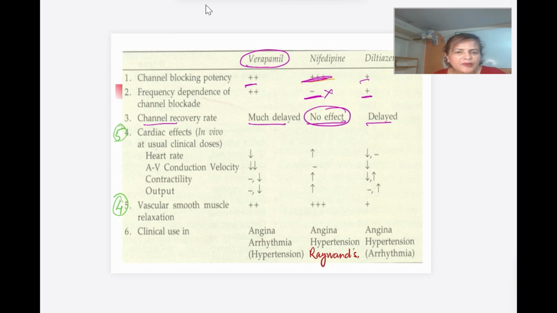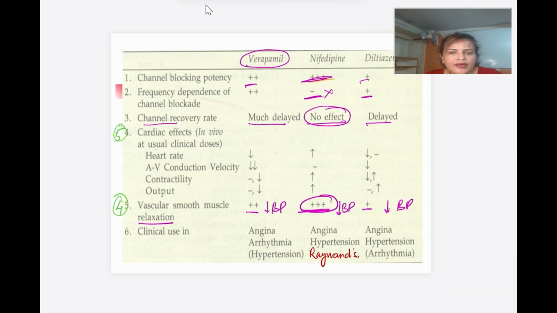Then next is vascular smooth muscle relaxation. Nifedipine has more affinity for vascular smooth muscle, this is number 2 and this is number 3. By acting on the vascular smooth muscle, all of them are going to decrease the blood pressure.